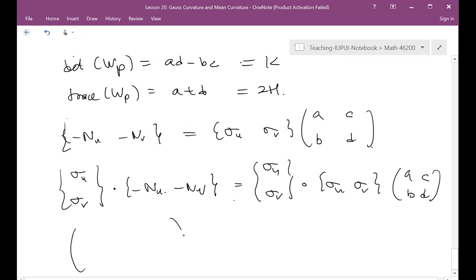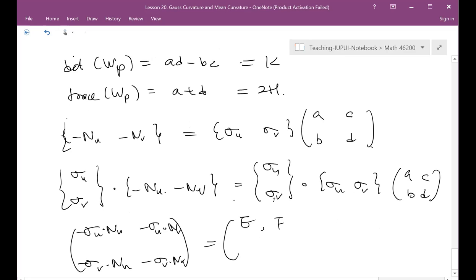So here you get a matrix. Now this is a real matrix. And this side is E, since E dot E is E, sigma U dot sigma U is E, sigma U dot sigma V is F, sigma V dot sigma U is F, sigma V dot sigma V is G.